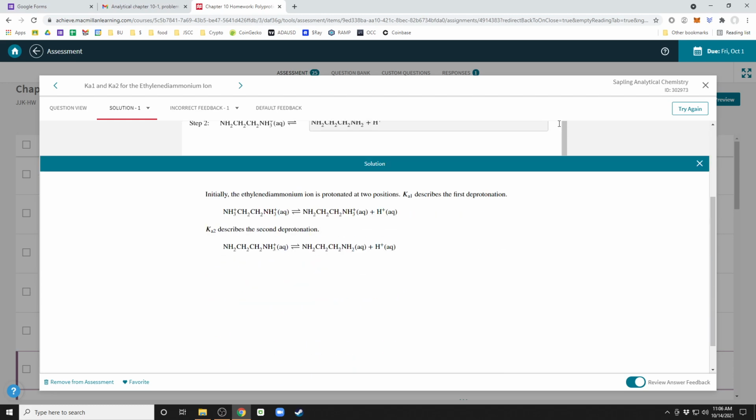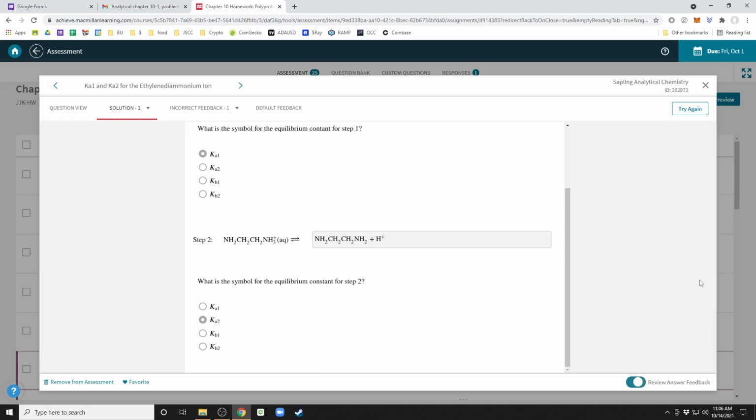Okay, and the next one is step 2. That means that's the second acid dissociation, meaning you're losing another proton. This would be Ka2 then, because it's the second one, right? By the way, Kb1, Kb2 would be going the other way on these, gaining a proton onto this, if you're curious.